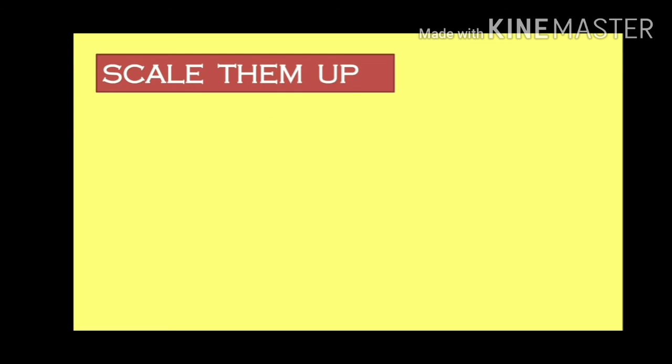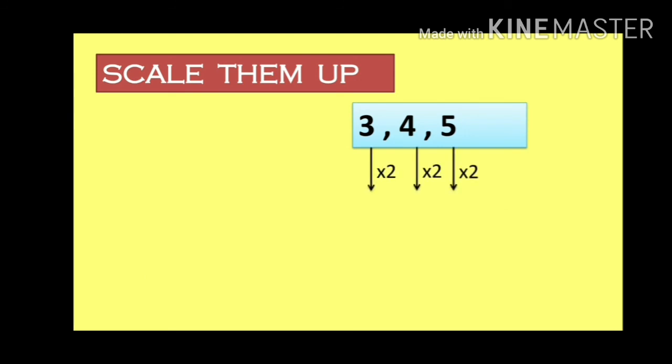Let's see one more concept here, scaling them up. Now what is this, sir? Suppose we consider the triplet 3, 4 and 5. Now suppose we multiply each member by 2, what do we get? We get 6, 8 and 10. Now 6, 8 and 10, let's check it.